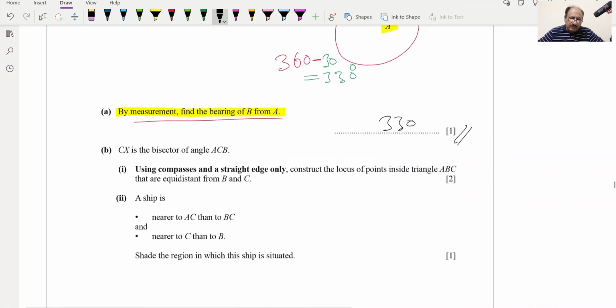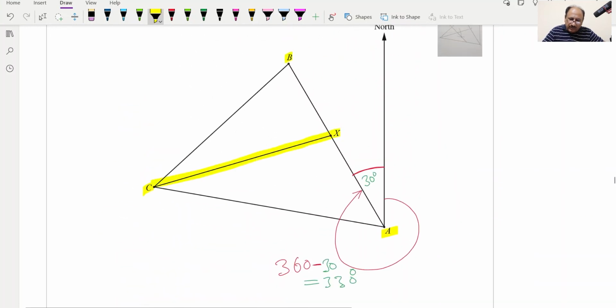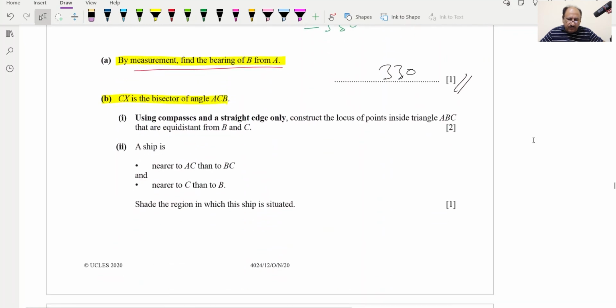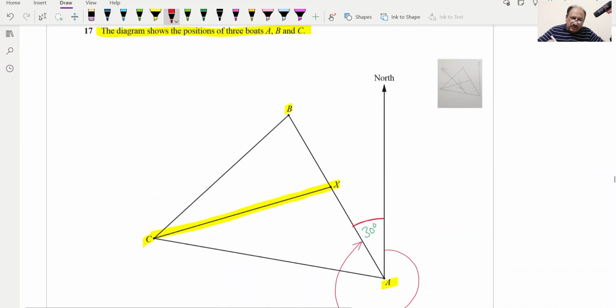Now B part, they are saying CX is the bisector of angle AC. This one is the bisector of angle AC, which they have already drawn for us. And our task is what? Task 1, using compasses and straight edge only, construct the locus of the points inside the triangle that are equidistant from B and C. So equidistant from B and C, we will put our compass at B and C, and we will make arcs.